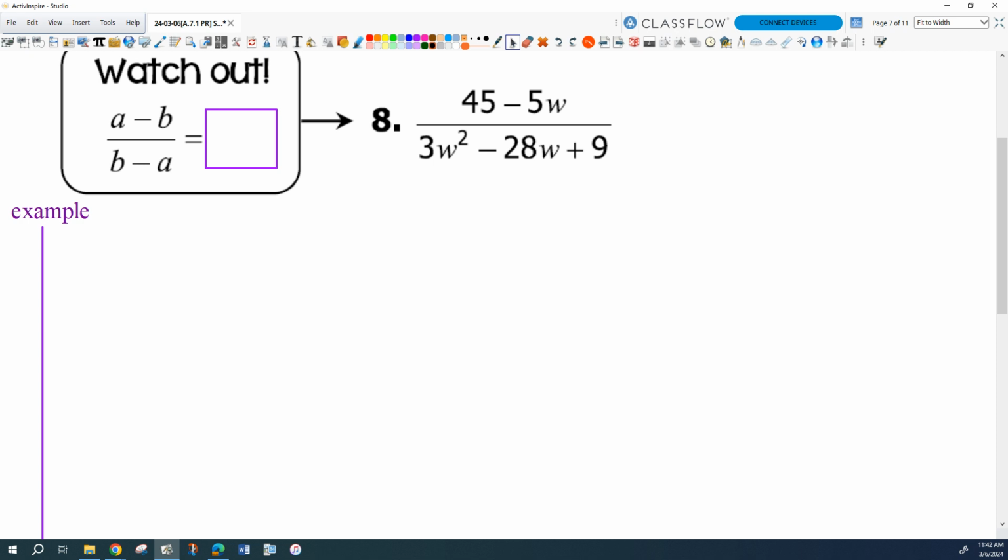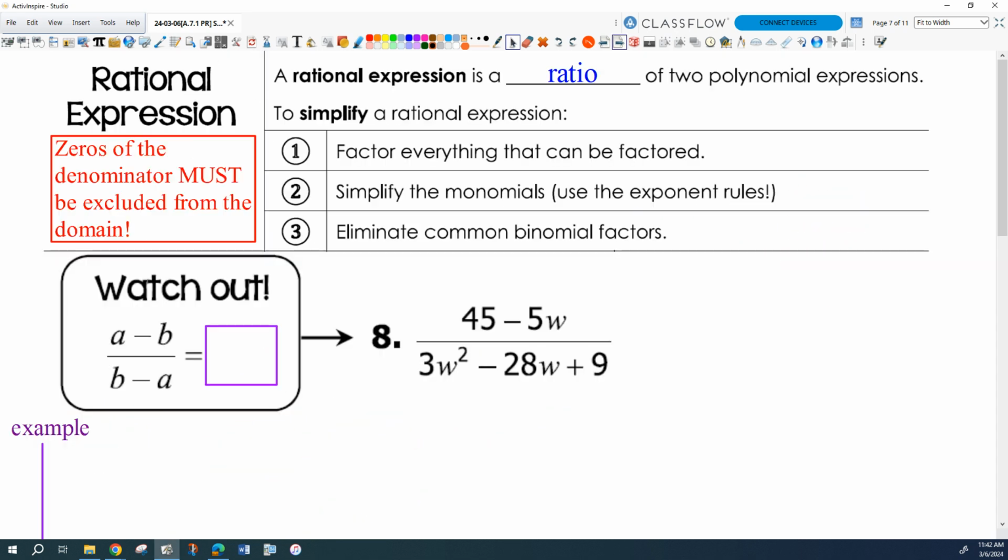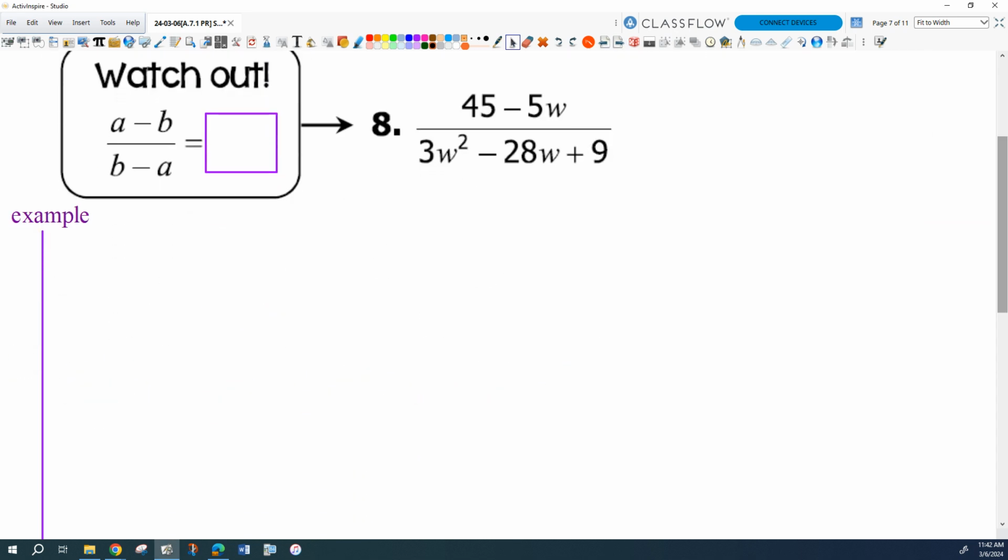All right, so on the top, what do I do? Take a 5 out. What's left behind? 9 minus w. 5 times the quantity 9 minus w. Top is done. Bottom.